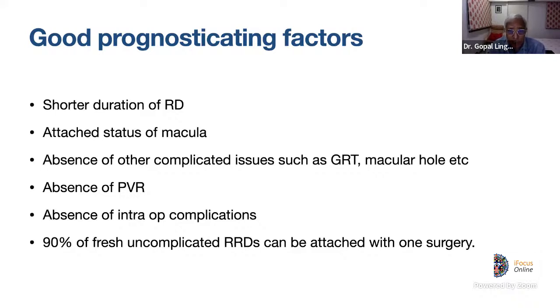Absence of other complicated issues such as a GRT, macula hole, etc. Absence of PVR, absence of intraoperative and postoperative complications. So in general, 90% of fresh, uncomplicated detachments of retina can be attached by a single surgery. This is a very important message for the youngsters, because if they want to benchmark themselves against what is supposed to be the ideal, they should aim at a 90% success rate for fresh detachments of retina.